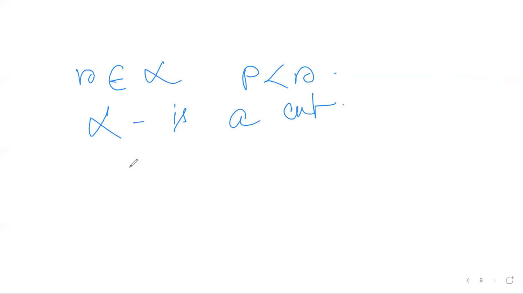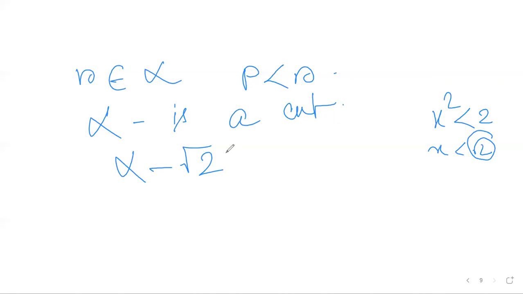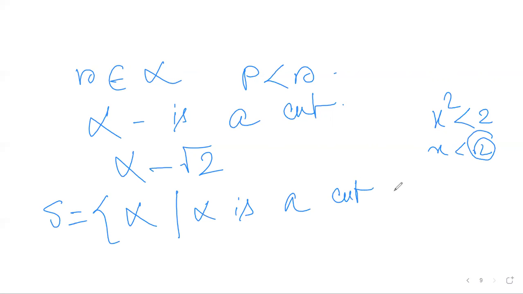Now we denote alpha by root 2. Why? Because here is a condition, x square less than 2, so x less than root 2. That is why we denoted it by root 2, nothing else. Now S is my collection of all such cuts. Alpha is a cut.